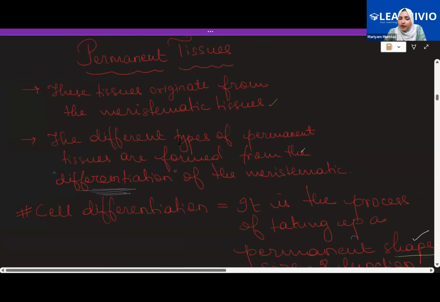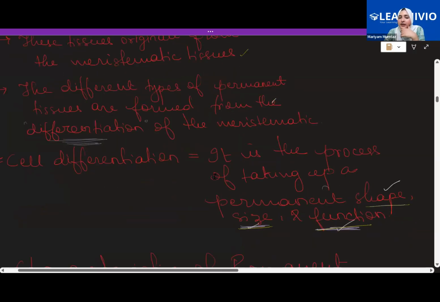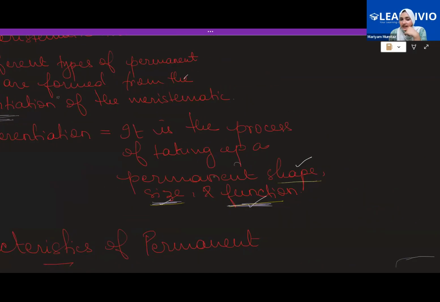So different types of permanent tissues are formed from the differentiation of the meristematic tissue. Now, what is differentiation? Differentiation is the process of taking up a permanent shape, permanent size and function. So, when the meristematic tissue becomes a permanent tissue, it becomes fixed in size, shape and function. Clear? Whereas, the size of the meristematic tissue is not fixed. It's always growing, continuously growing.